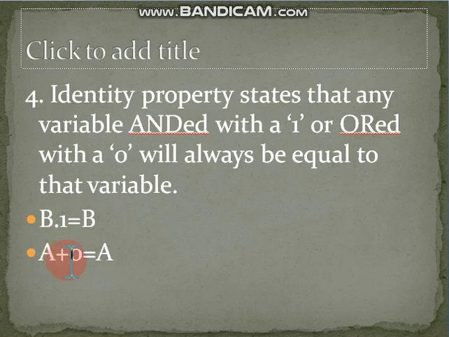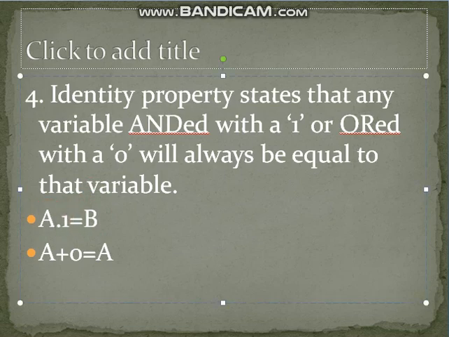So a, when it's ORed with 0, which is the second statement here, will always be equal to that variable. So you can note the keywords there, always, and any variable. So it doesn't matter whether you use c, whether you use d, whether you use f, as long as it's a variable and it's ANDed to 1, it will still give you the answer, that variable. Why is it called an identity property? Because it takes in the identity of the variable you're using. So because b is ANDed with 1, it gives me b. The answer is b because it's taking the identity of the variable I used.